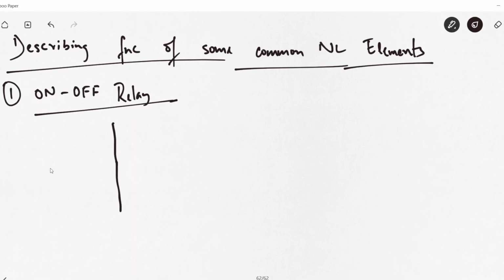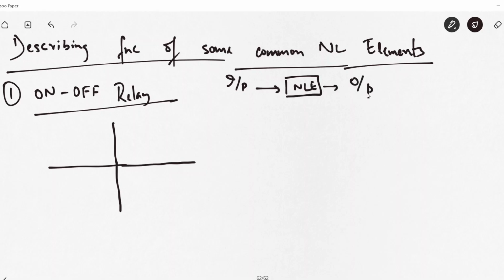is simply, so we'll be having a system where we will be applying an input, then we'll be having the non-linear element based upon which we'll be getting an output. The input is specifically a sinusoidal signal. The non-linear element here is the on-off relay. So superimposing the input on the non-linear element, we'll be seeing what will be the output in this case.